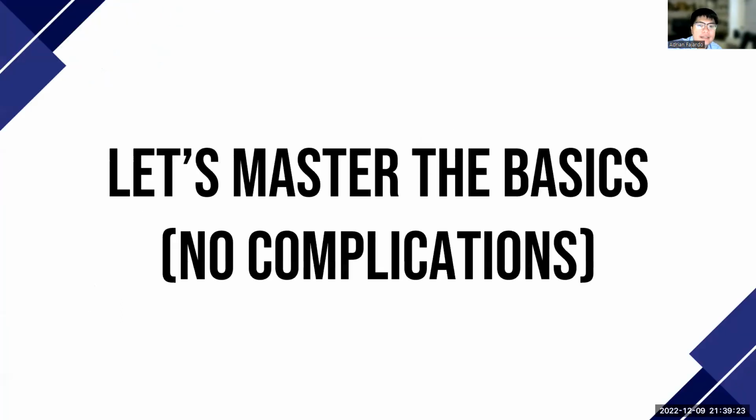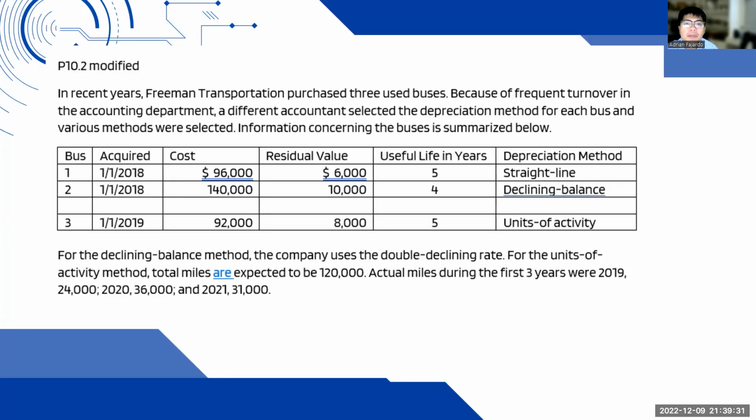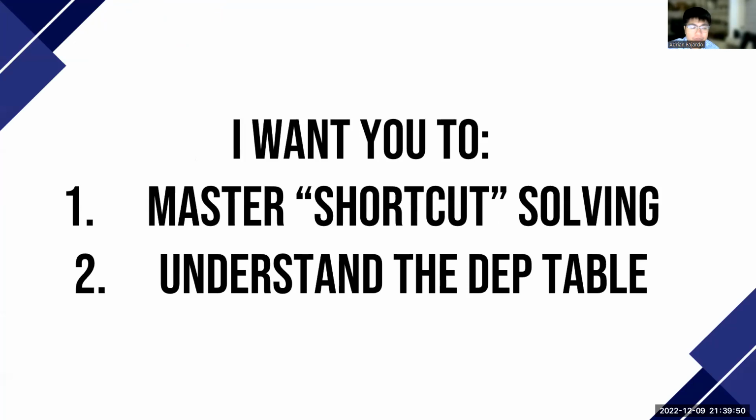So the very first thing is, okay, let's start simple. Let's master the basics. No complications muna. And the perfect example for this is the Freeman transportation. Sa Freeman, it gave you 3 buses. Each bus has a different depreciation method. Each bus has different terms of depreciation. And the thing that I want you to do for Freeman is 2 things.